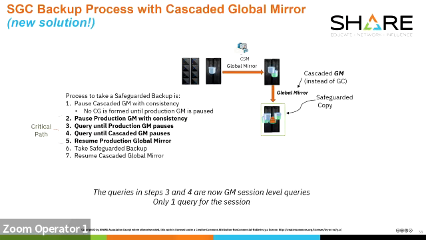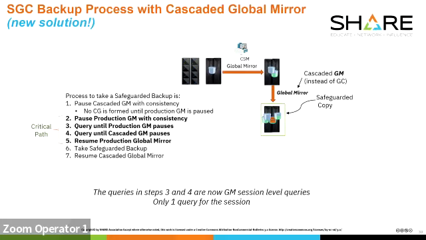So the new solution is, instead of this pair being a Global Copy, it's going to be a Global Mirror. So it shortens the critical path. First we'll pause the cascaded GM with consistency. So we'll pause this here. Then we'll pause production with consistency. Then we'll query until this pause is done.